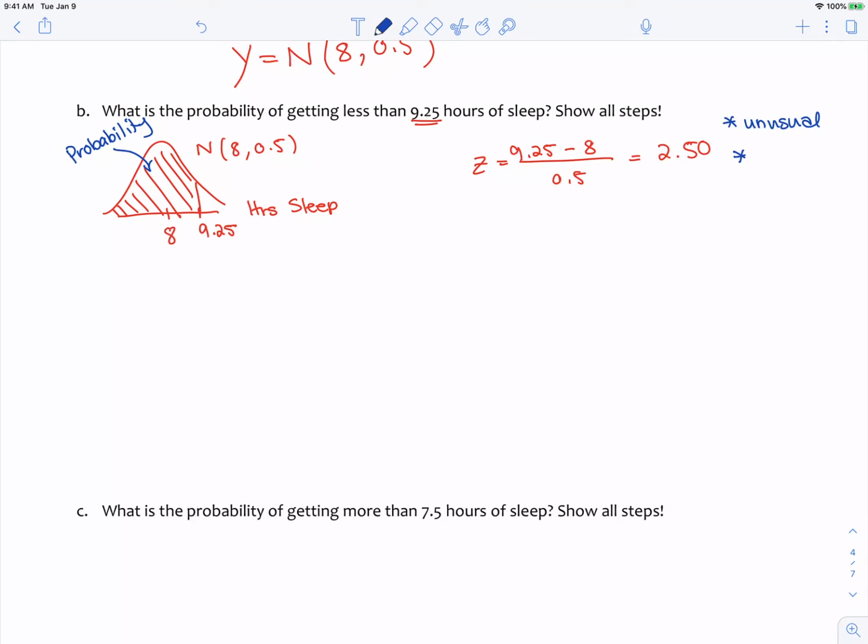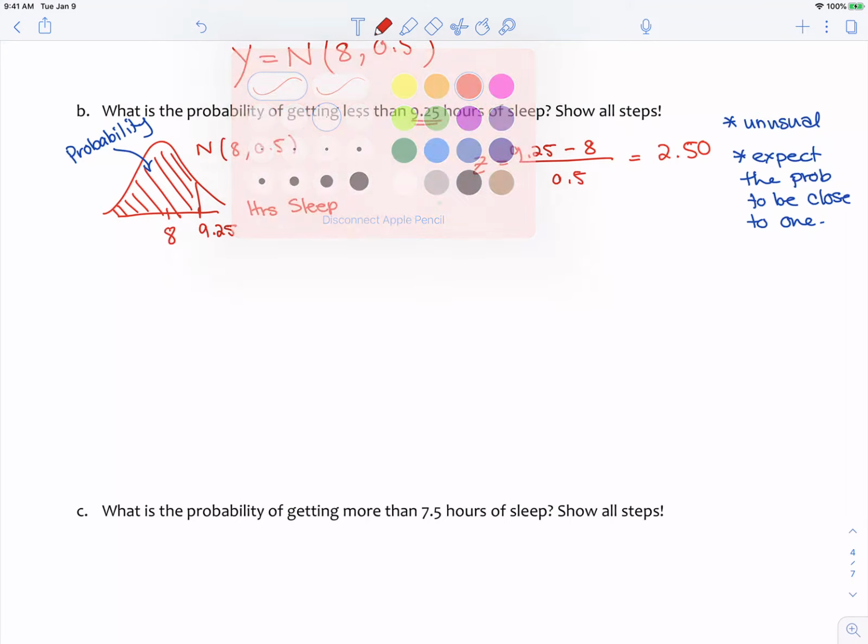Because what lies past 2 standard deviations from the mean is going to be similar to the previous problem, right? We're kind of in that same location-ish. It's going to be a very small amount, so we can expect the probability to be close to 1, since we're shading all but a very small portion of our picture. Then our next step is to do the probability statements.